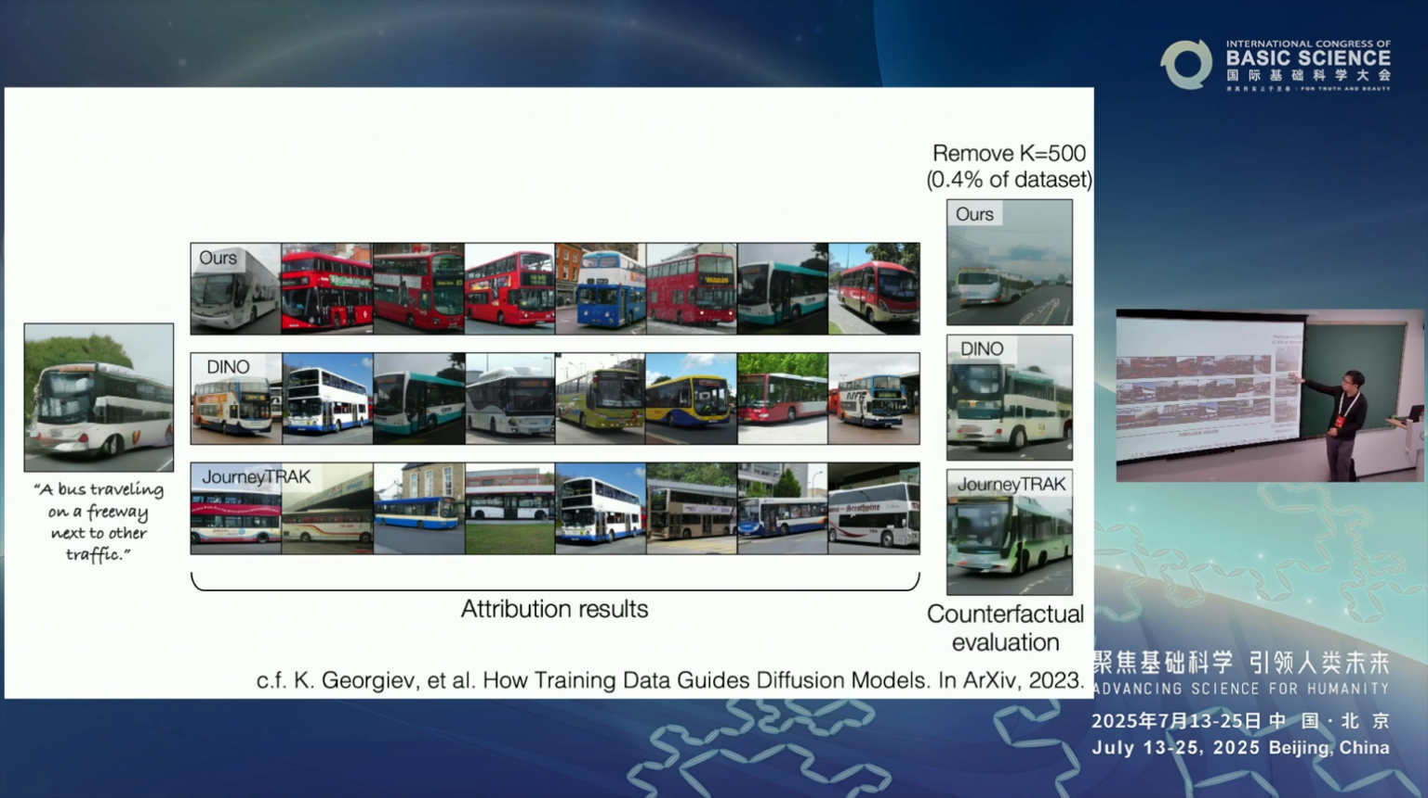So after removing these images, with our method, the model is no longer able to generate exactly the same training images, but with the baseline method, the model can still generate something which is very close to the original test images. Okay?